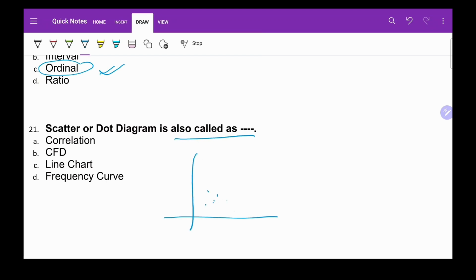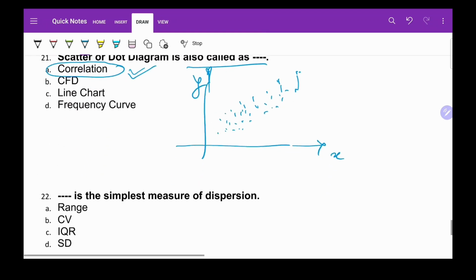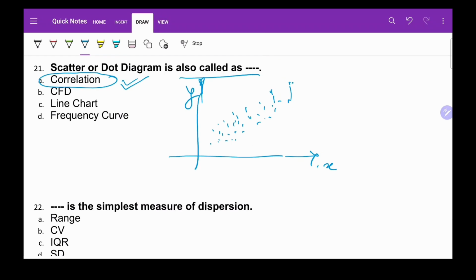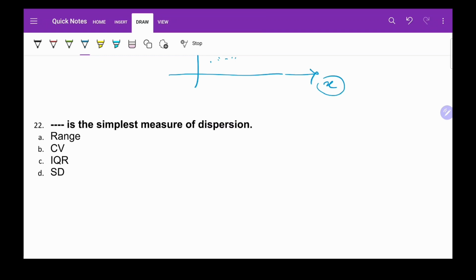Scatter or dot diagram is also called as? Scatter diagram is what? When we plot two variables x and y on a graph, this is a scatter diagram, and this is used to find the correlation between these two variables x and y. So scatter diagram is also called correlation plot, as we get to know correlation between two variables x and y by using this diagram.